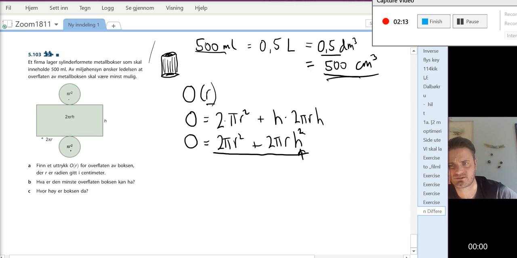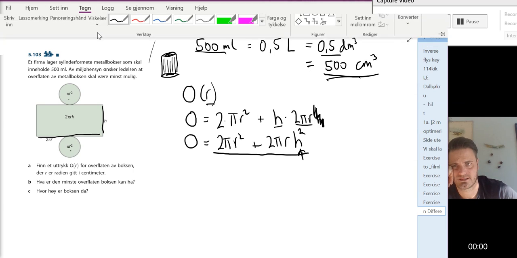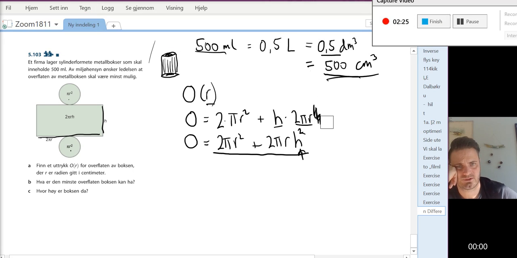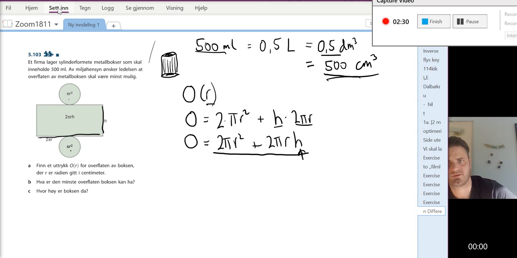The rectangle here is 2 pi R this way and H this way. So this is the height of this rectangle and this is the width. So it's not an H here, sorry. I was just reading wrong here. So there we go. Still, we need to get rid of this H, but then we know something about the volume here.